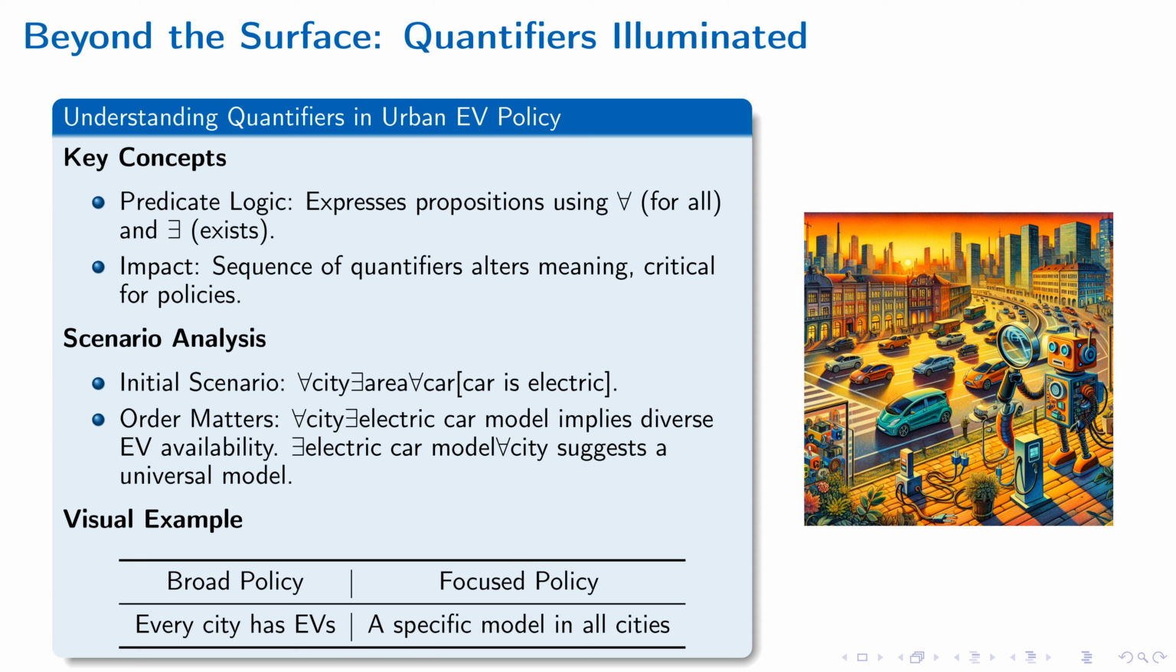Conversely, there exists a universal electric car model for all cities, denotes the availability of a standardized model in every city. Glancing at the table, the sequence can distinguish a broad policy, aiming for diverse EVs in every city, from a focused one, pushing for certain models to be universal.